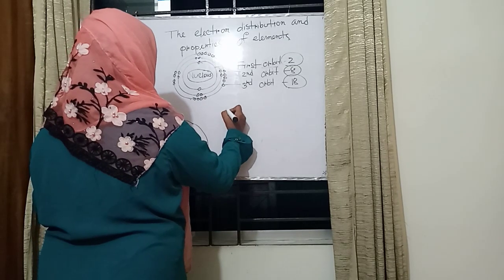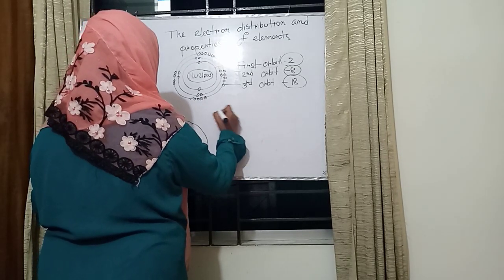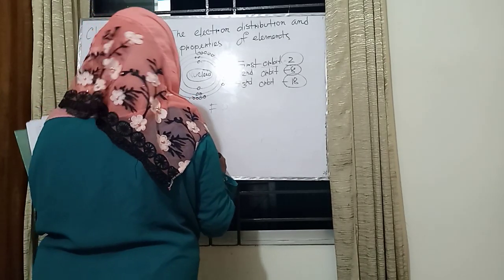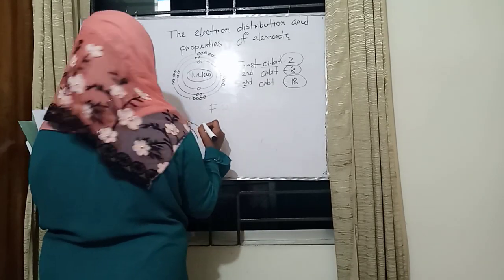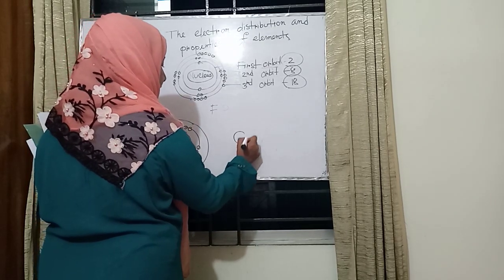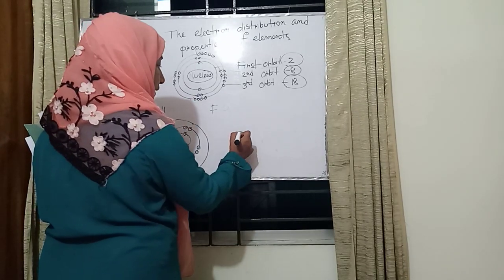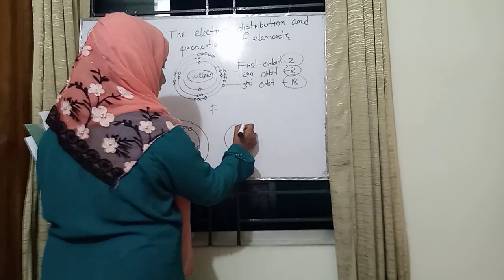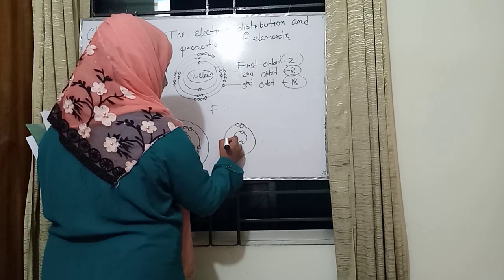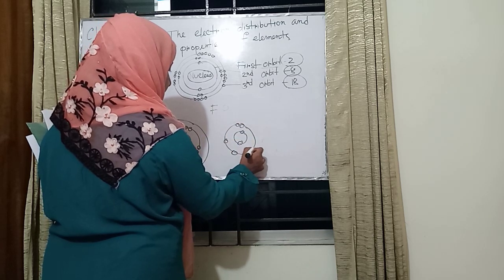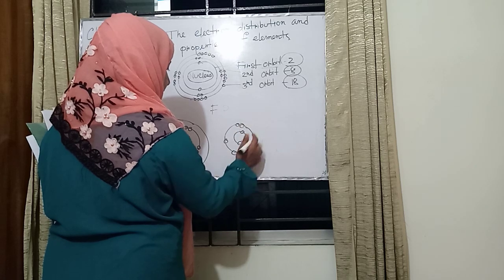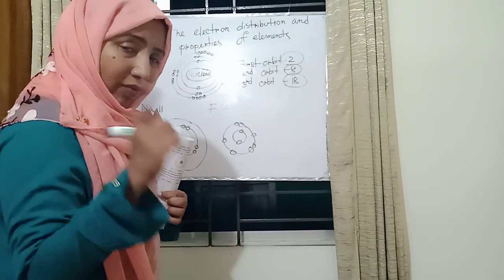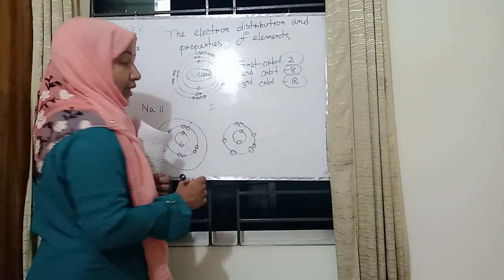Here is the fluorine. Its atomic number is 9. I draw this structure: the first orbit has 2 electrons, and the second orbit has 1, 2, 3, 4, 5, 6, 7 electrons. If they have only 1 electron in the outer orbit, then they are also stable.